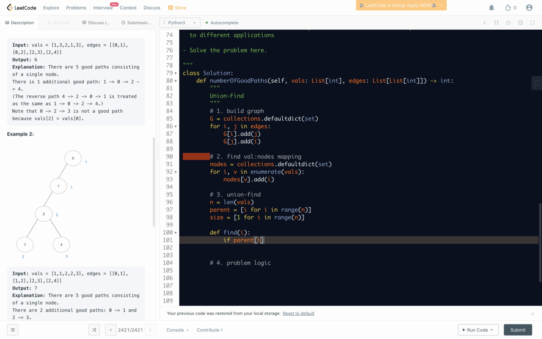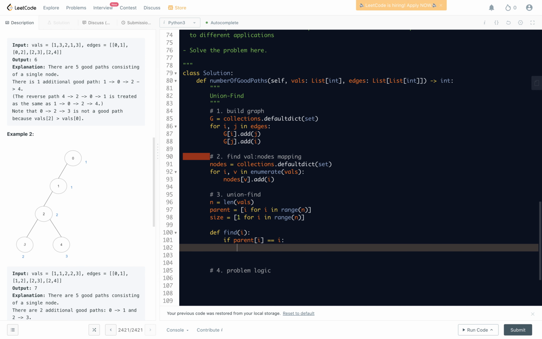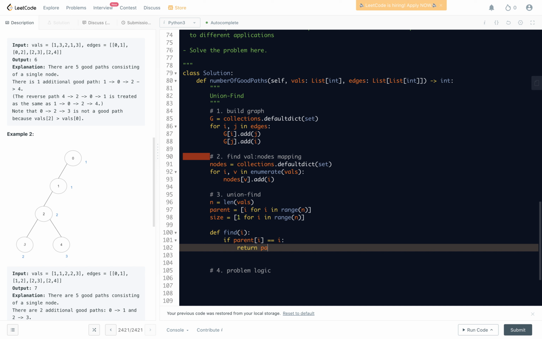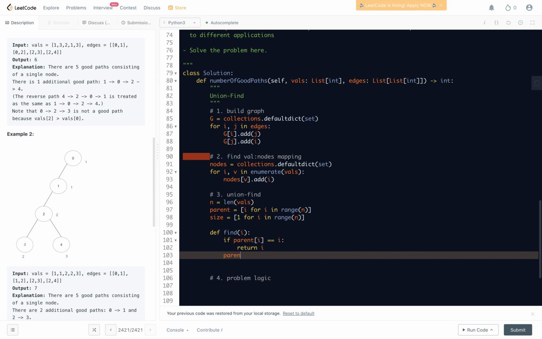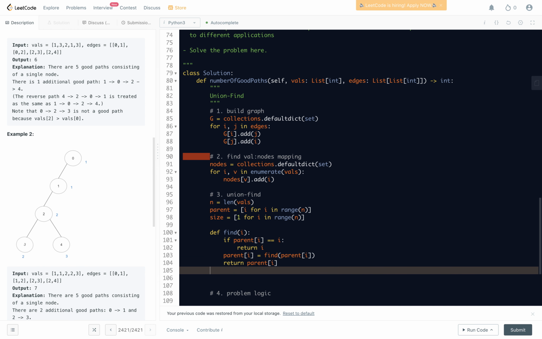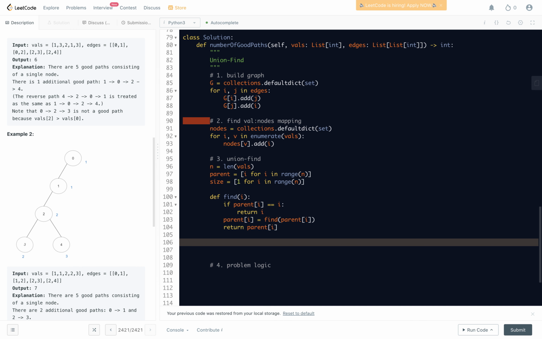Now let's do the helper function find. Here I'm going to write it in a recursive format, so it's much easier. If parent of i is equal to i, then we just return i. Otherwise, we reset the parent of i to be find of parent of i, and then what we return is nothing but parent of i. So this is the find.